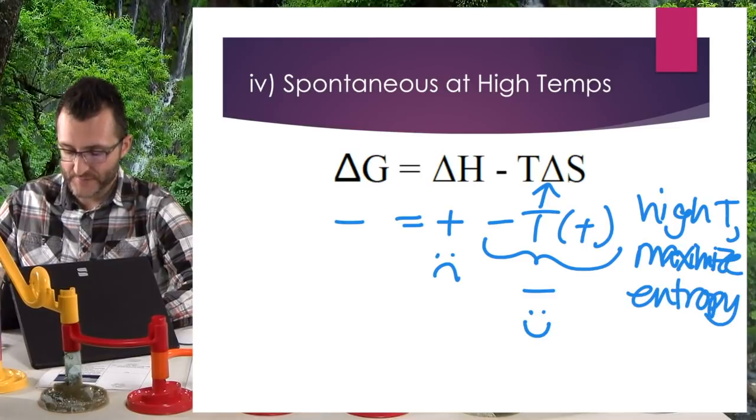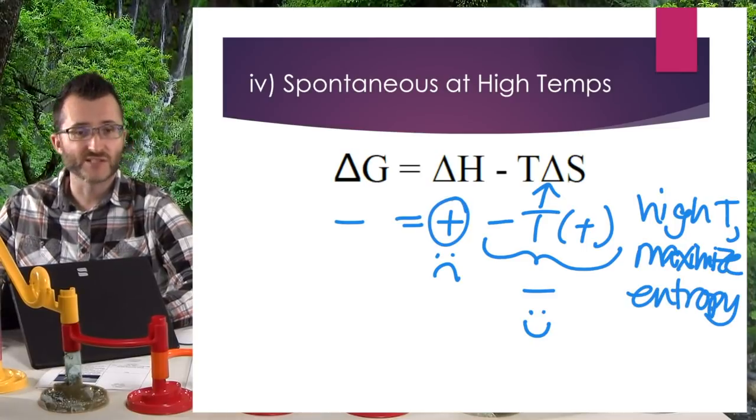When I do that, it helps minimize the delta H, which doesn't help delta G be negative, and overall delta G can be negative and therefore spontaneous.